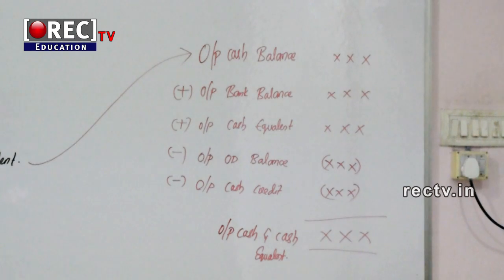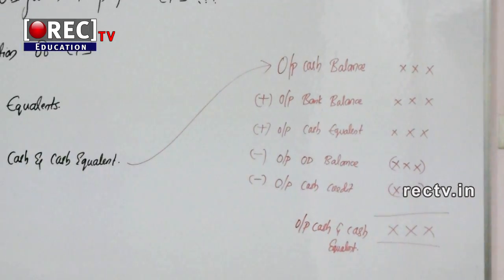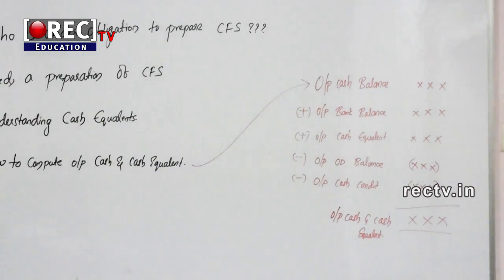So how will you prepare closing cash and cash equivalent? The process is the same. The same manner and same process by which you prepare opening cash and cash equivalent is used to prepare closing cash and cash equivalent. After that, while seeing the format, we should know what the operating activities are, what the investing activities are, and what the financing activities are.